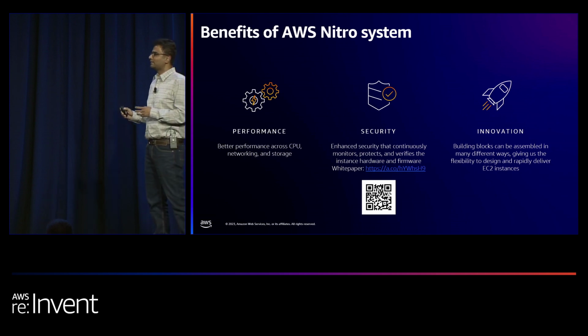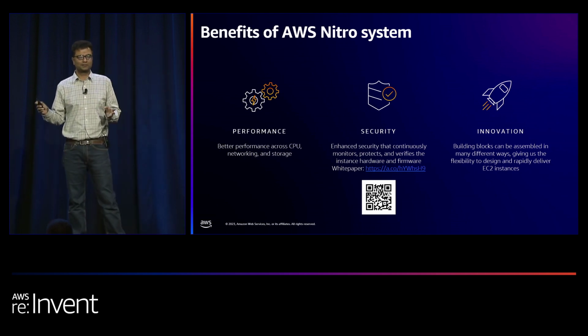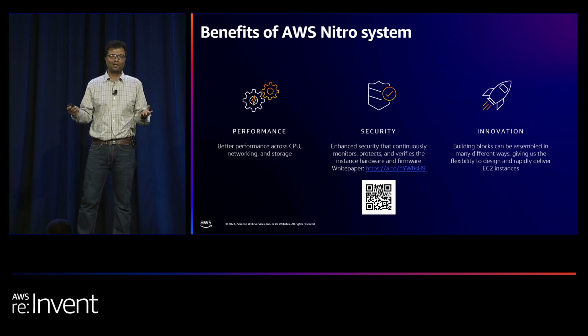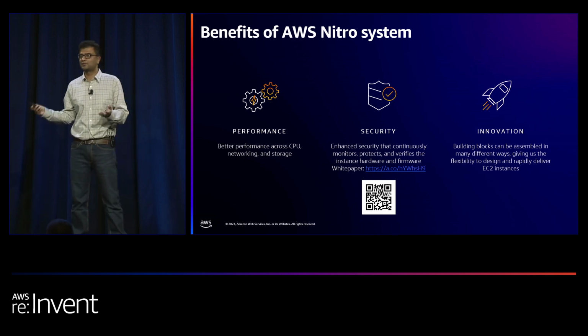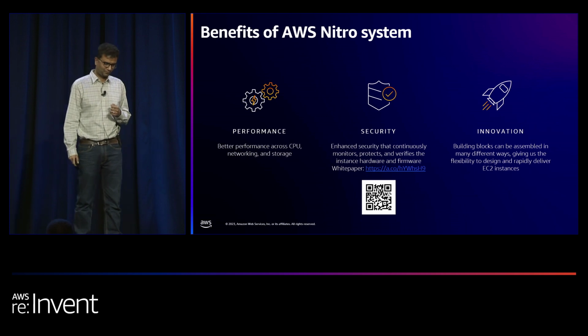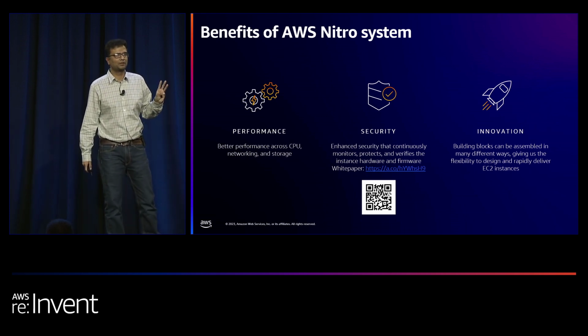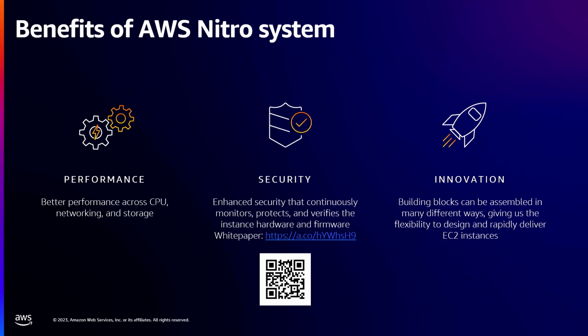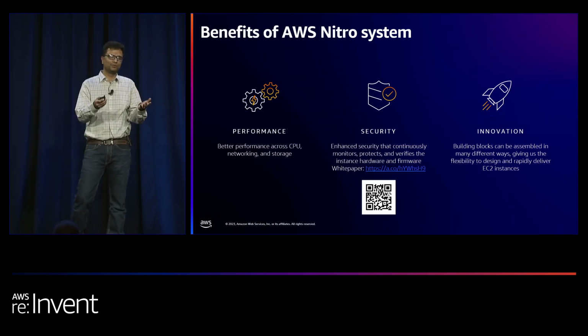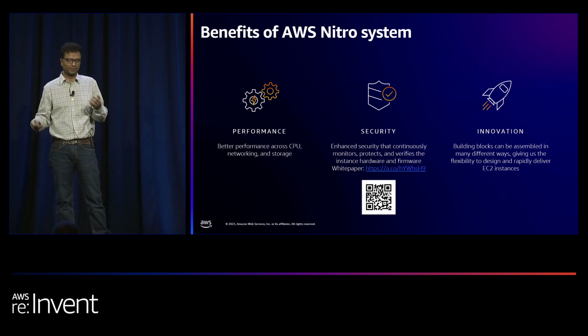Now, as a customer, you would say, okay, AWS has created a great framework, but what is in it for me? What are the benefits of the AWS Nitro System? There are three essential benefits: performance, security, and innovation. The first obvious benefit of performance is that because we are offloading all the networking, EBS, and storage functionality to dedicated cards, you get more vCPUs, more memory, all the compute resources. So obviously, you get more performance.